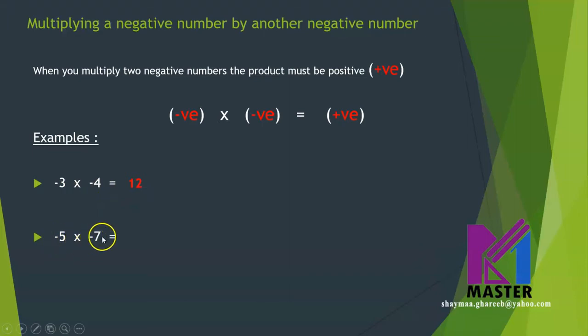-5 times -7, both are negative numbers, so the answer will be positive. 5 times 7 equals 35, so it will be 35. -8 times -1, both are negative numbers, so the answer will be positive, which is 8.